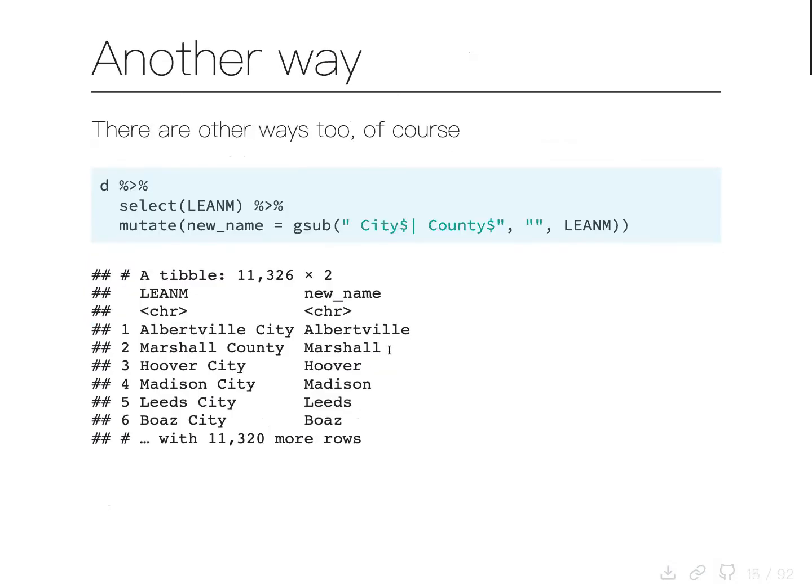Another way we could do this same thing, and again, there are plenty of ways, these are not the only ways, but another way we could do this is we could say, look for the space and then city$, meaning it ends with city, or, right, that's what that pipe there is for, or a space and then county$, and in either instance, replace it with nothing. Okay, and we get the same thing.